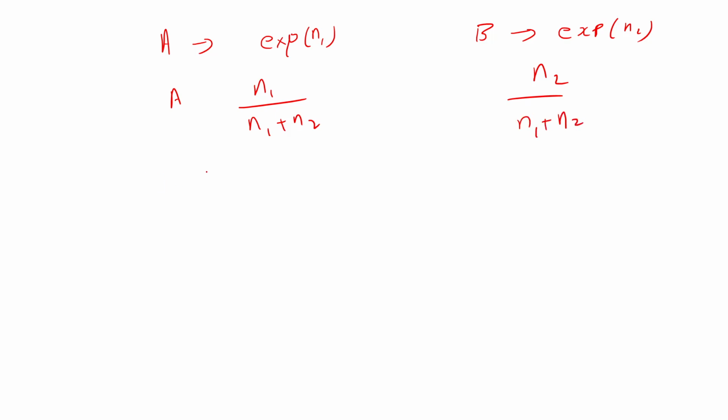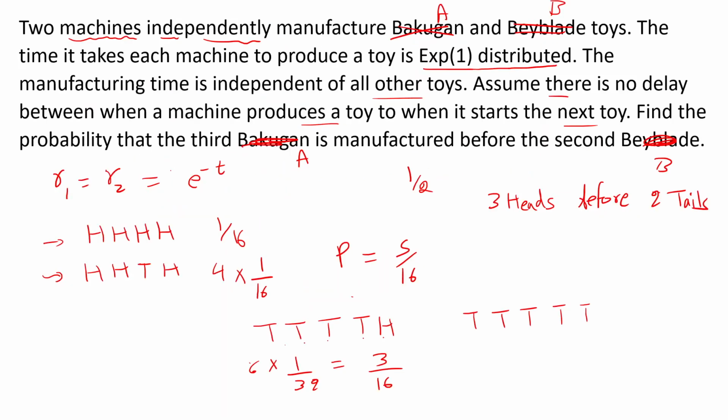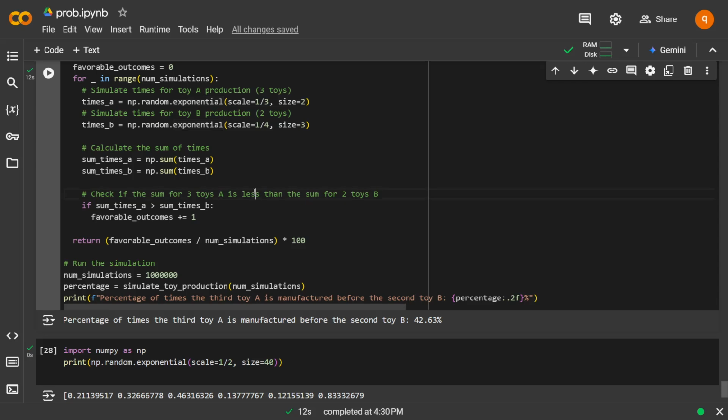Suppose this is PA, this is PB, and we need 3 A's before 2 B's. We're looking for the chance of this, and the BA combination, all the combinations of this. If you calculate the probability using these things, you will get the exact same answer as with the distribution. Why? Because we checked it. That's why we are sure that that's what is happening.